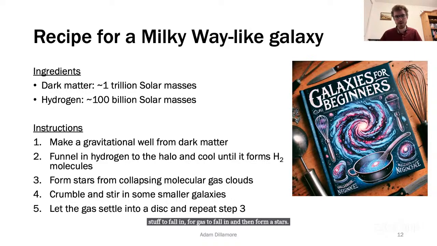Once you've done that, you can get hydrogen to fall into this gravitational well. We call it a dark matter halo, the bound structure. So once you've got hydrogen in there, you need to cool it in order to form stars. Specifically, you need to form hydrogen molecules. Hydrogen atoms are not enough. So once you've formed hydrogen molecules, these make up giant molecular clouds, which can then collapse to form stars.